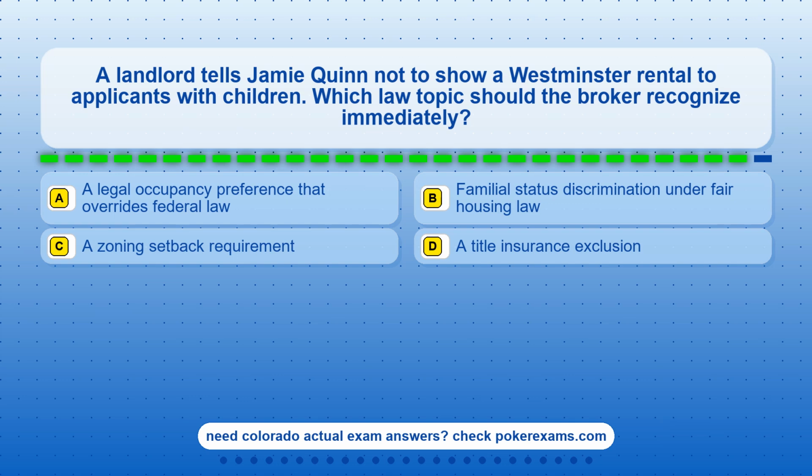Question 19. A landlord tells Jamie Quinn not to show a Westminster rental to applicants with children. Which law topic should the broker recognize immediately? Option A. A legal occupancy preference that overrides federal law. Option B. Familial status discrimination under fair housing law. Option C. A zoning setback requirement. Option D. A title insurance exclusion.